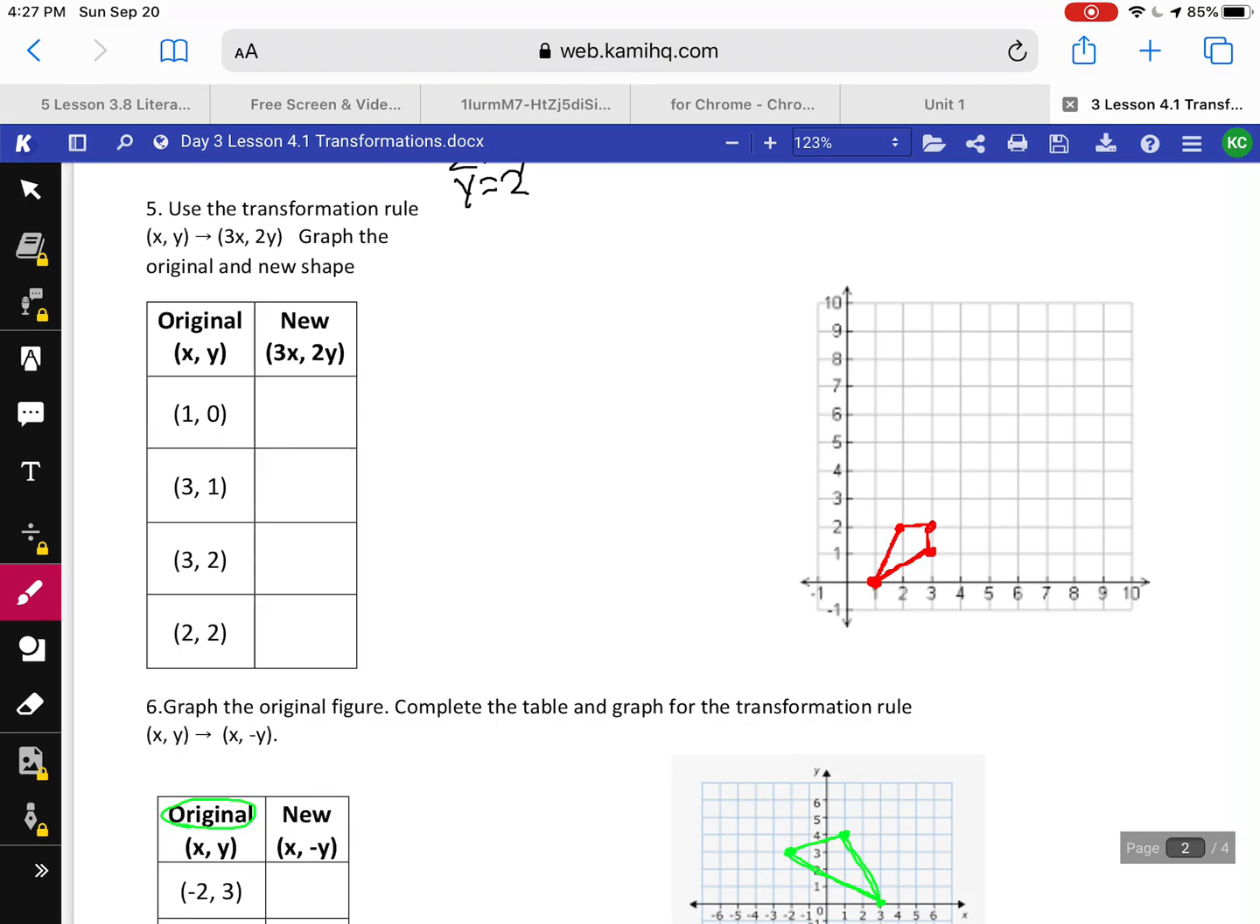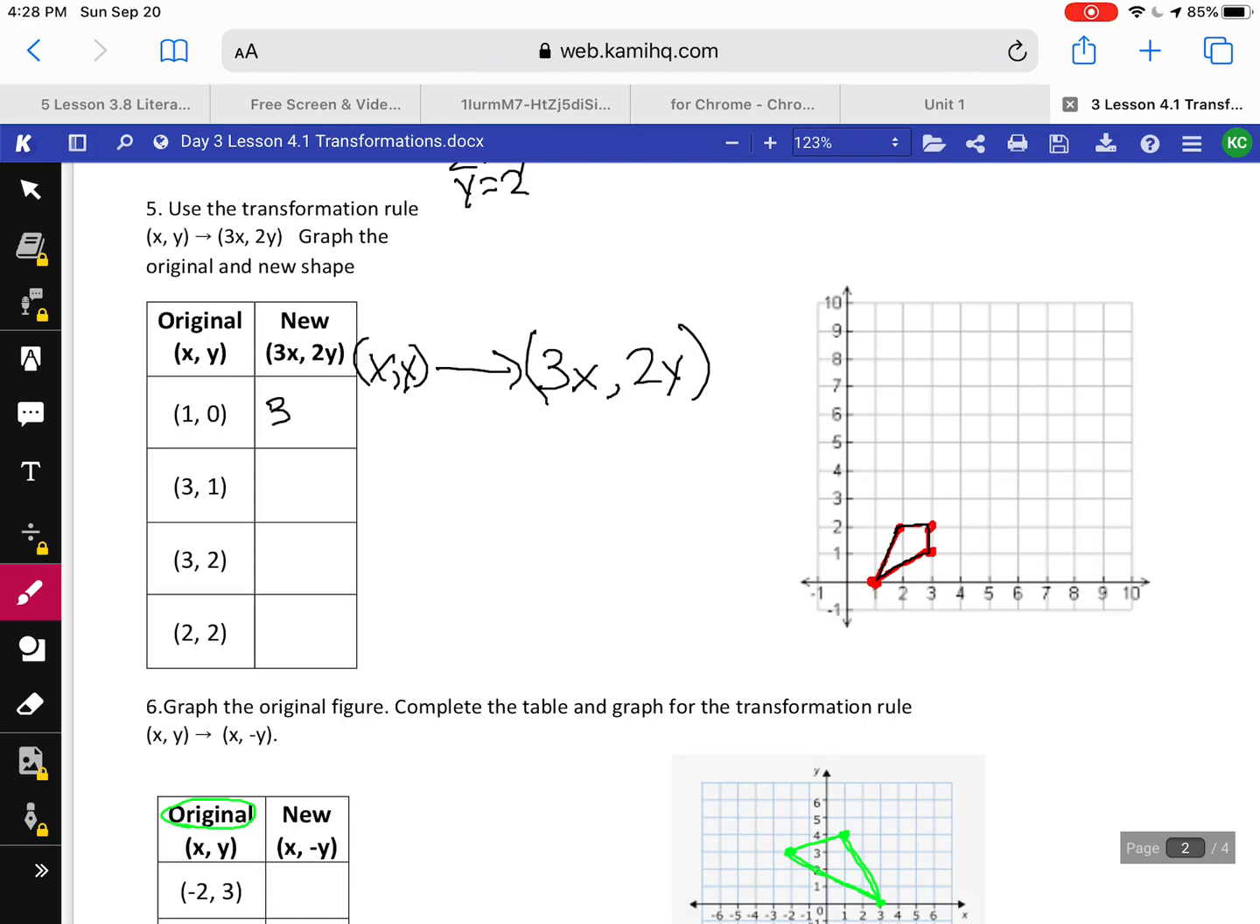So use the transformation rule. XY transforms to 3x and 2y. Graph the original and the new shape. So I've already gone ahead and graphed here this kite. Original was 1, 0. So I'm going to apply this transformation of 3 times x and 2 times y from that original xy location.